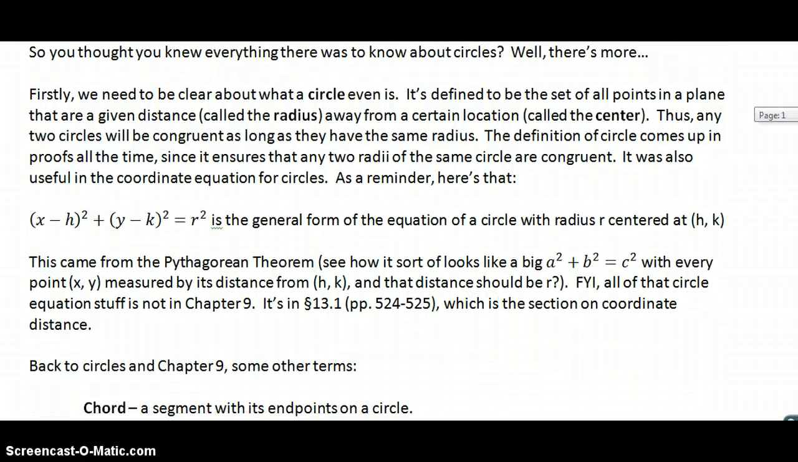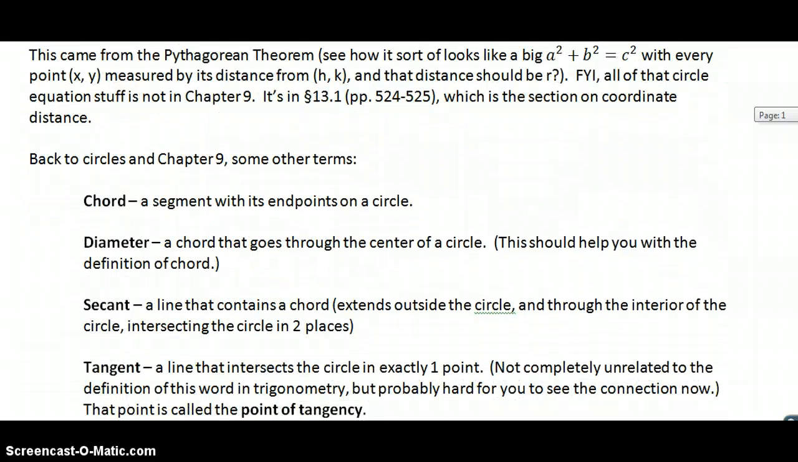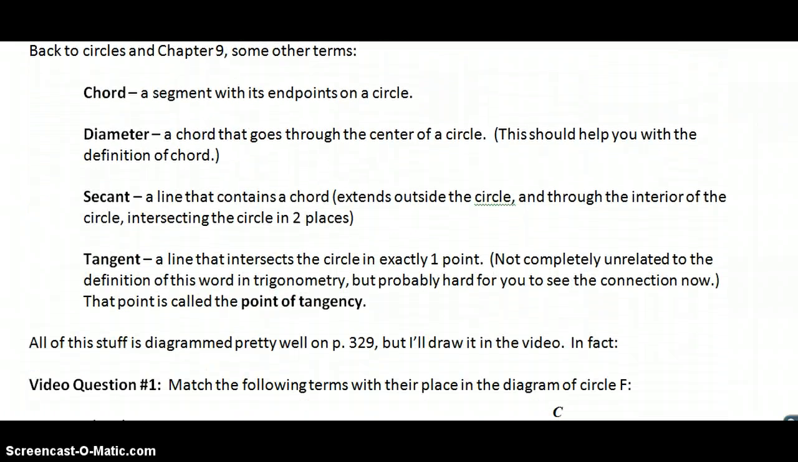Okay, and here we go. Let's talk about what is the circle stuff in chapter 9. Well, there's all these terms. Terms like chord, diameter, secant, and tangent, and the point of tangency. I think you've done some of this before. Well, of course, we've talked about the word tangent before.